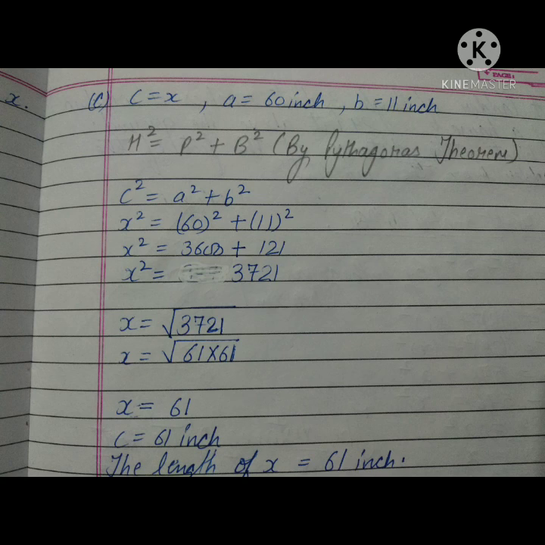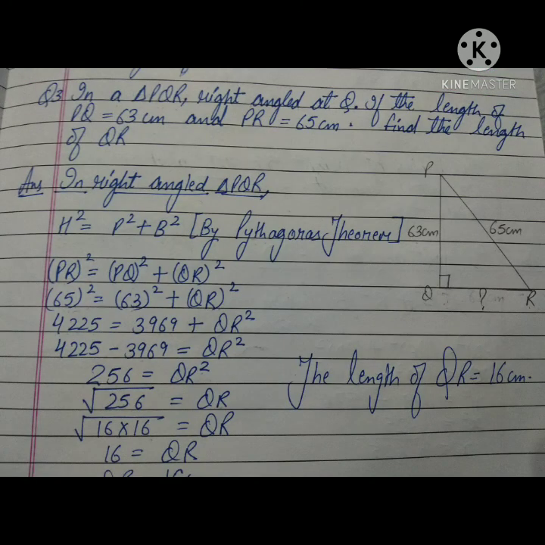In C part, you have C equal to x and A equal to 60 inch and B equal to 11 inch. This is the same as the A and B part, right? So do it yourself. In question number 3, in a triangle PQR, right angle at Q, if the length of PQ is equal to 63 centimeter and PR is equal to 65 centimeter, find the length of the QR. In triangle PQR, you have to draw the triangle PQR with the right angle at Q. You have the figure made, with the right angle at Q, and the length of PQ is given as 63 and PR is given as 65 centimeter. You have to find out the length of the QR, right?